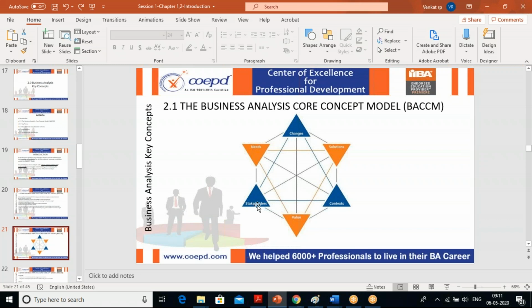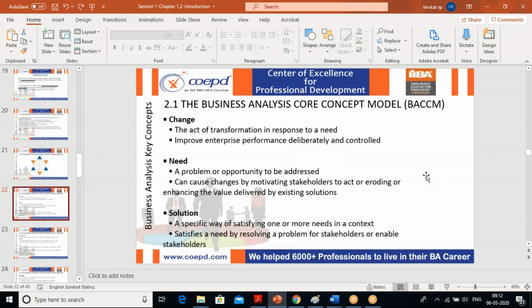Stakeholders are the people who are connected with these needs, connected to making these changes, and connected with the solutions. All these are considered stakeholders. Then there is the value this change is going to create, and this change is going to happen within a particular context. These six key terms are called the core concept terms. This is very important for a business analyst. If you start thinking in these six terms, automatically our business analysis comes in the right direction.